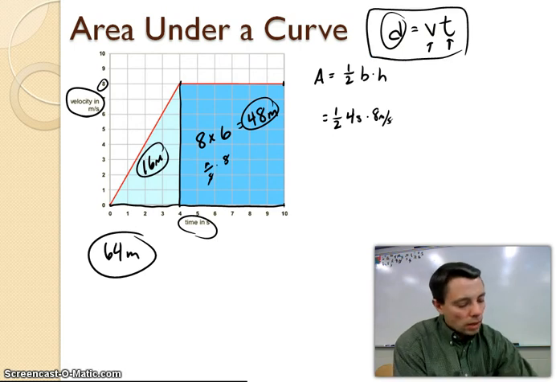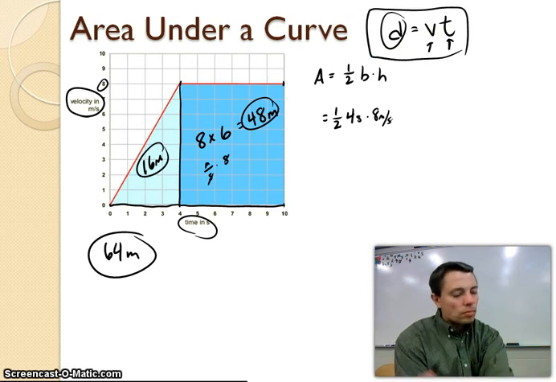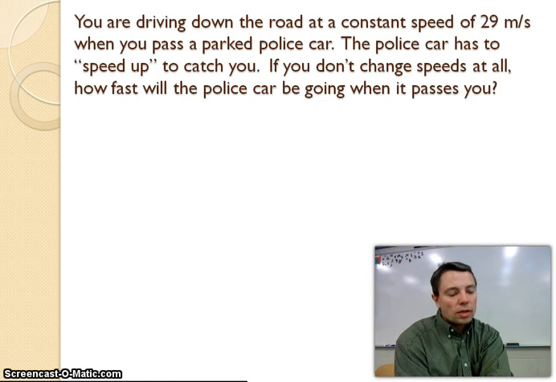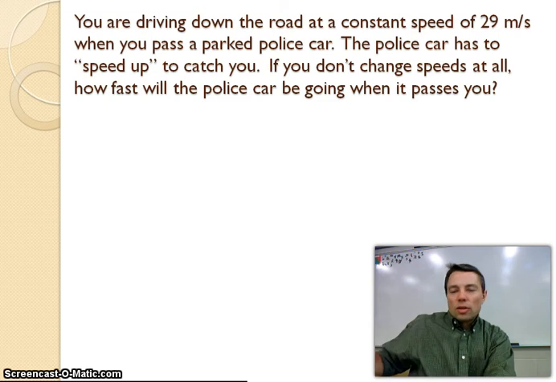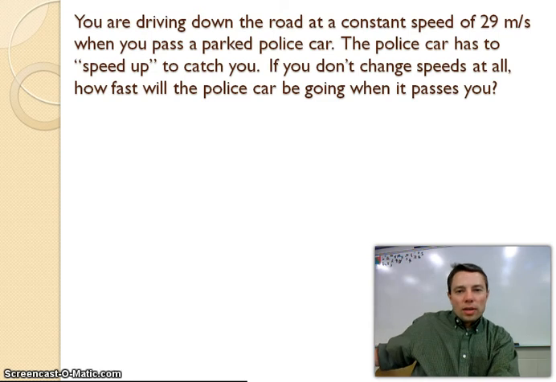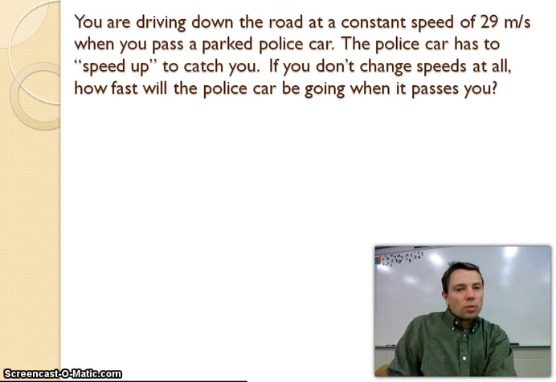Okay. Let's look at another situation here. My next situation is a little problem, and it's a typical type of thing that you'll see. It's a mind-bending type question to see if you truly understand this stuff. So you're driving down the road at a constant rate of 29 meters per second, and all of a sudden there's a cop car on the side. If you figure out 29 meters per second, you're probably exceeding the speed limit.